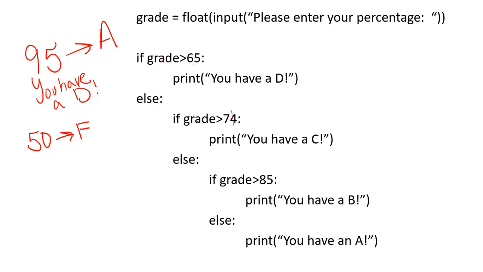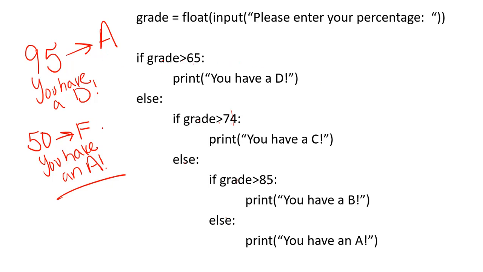Then we're going to check inside of that else, we're going to check this if. Is 50 greater than 74? No. So we're going to go to the next else. Now I have to check, is 50 greater than 85? Nope. So final else, I'm going to display you have an A. Whoa, this is definitely a broken program. It's broken, right? Because this is backwards.